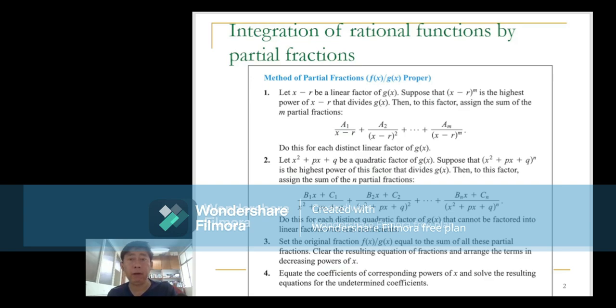In the following videos in this module, we will demonstrate to you how to use the partial fractions method to integrate different types of fractional functions.